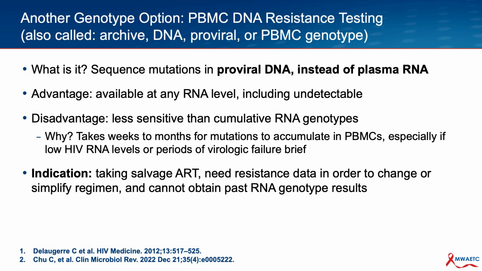When can this be useful? This is largely my opinion. I think the instances in which this test should be sent are if a person is clearly taking a salvage regimen, clearly or likely there is resistance in the past. You really need resistance data in order to change or simplify the regimen, and you absolutely cannot obtain the past RNA genotype results. You've tried to get records and absolutely can't. Again, it's a test we send rarely. It's important to be aware of, but not something we do routinely.